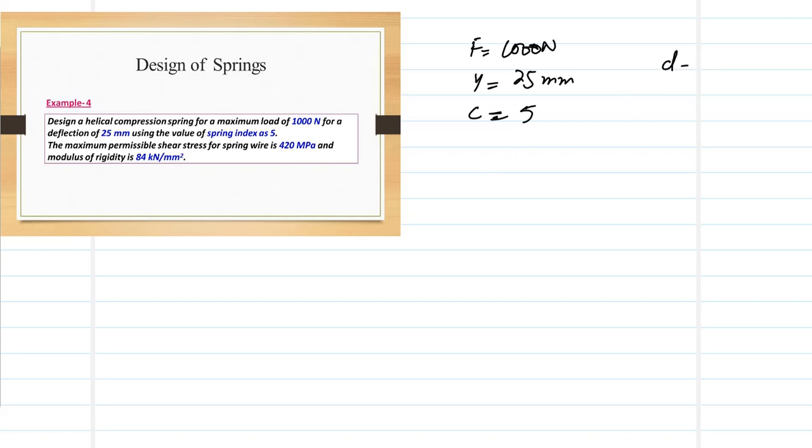We have to find the wire diameter, you have to find the coil diameter. So we already know the tau is given, maximum shear stress, which is 420 megapascal, and your G is given, which is 84 gigapascal or 84 kilonewton per millimeter square. It's the same. Okay, you have to design a spring. So which means that you have to, now which formula you can use. So see, the deflection is known.